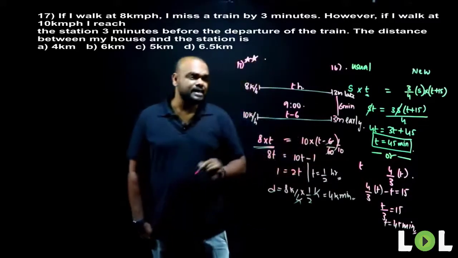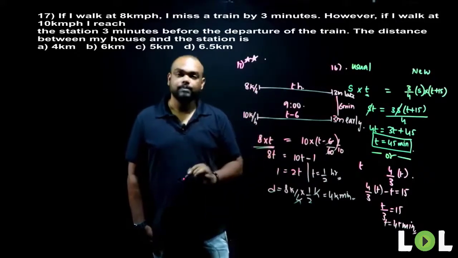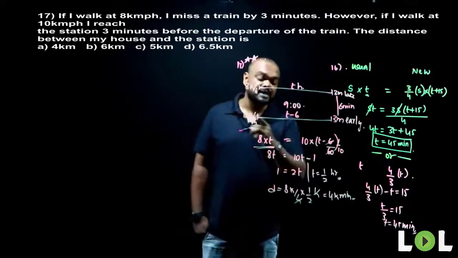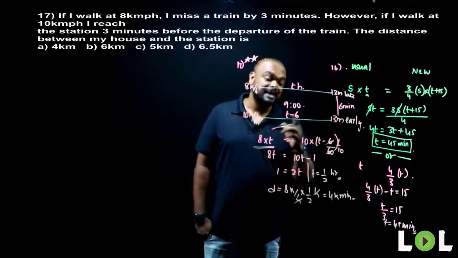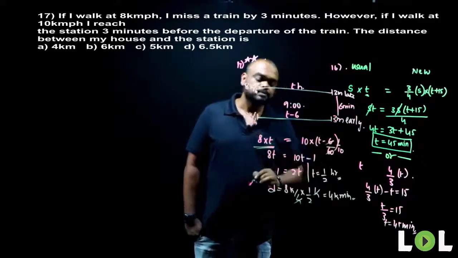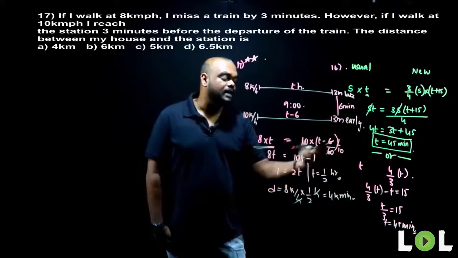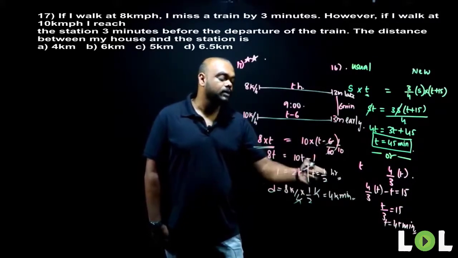So we want distance. In this case, distance is speed into time. 8 km per hour into time taken is t. In this case, again speed into time. Speed is 10 km per hour into time is t hours minus 6 minutes, that is t minus 6 by 60 hours. So this becomes 1 by 10. 8t equal to 10t minus 10 into 1 by 10, which is 1. I'll get t value as half an hour.